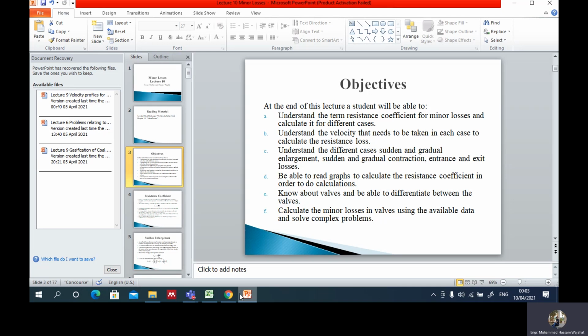Calculate the minor losses in valves using the available data and solve complex problems. जो आपके पास valves होते हैं ना, उनके लिए आपके पास available data होता है. यानी अगर आप schedule 40 यूज़ कर रहे हैं pipe या appendixes यूज़ कर रहे हैं for a different schedule pipe, so there are ways of calculating these minor losses. Again, that is for another day.